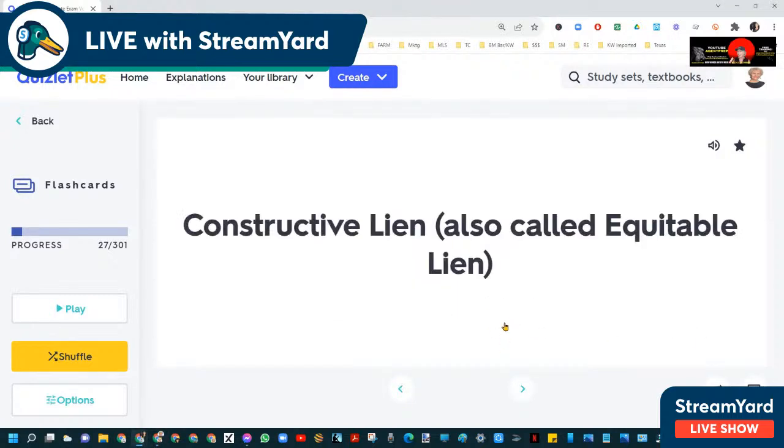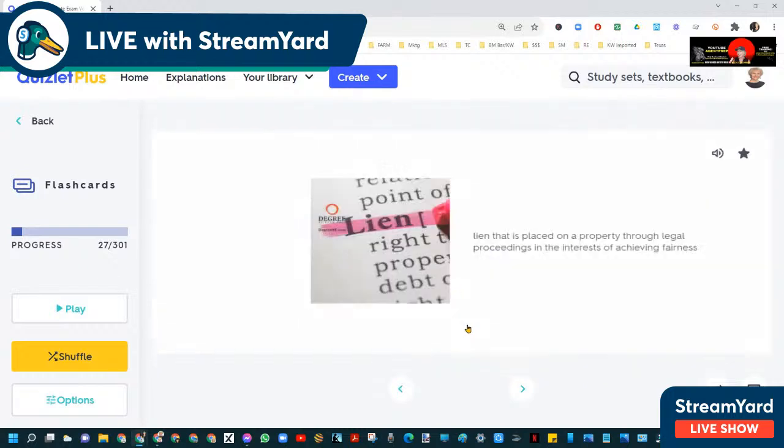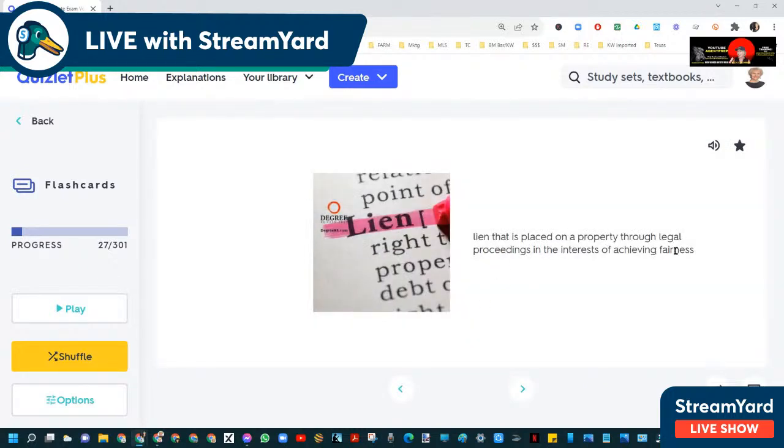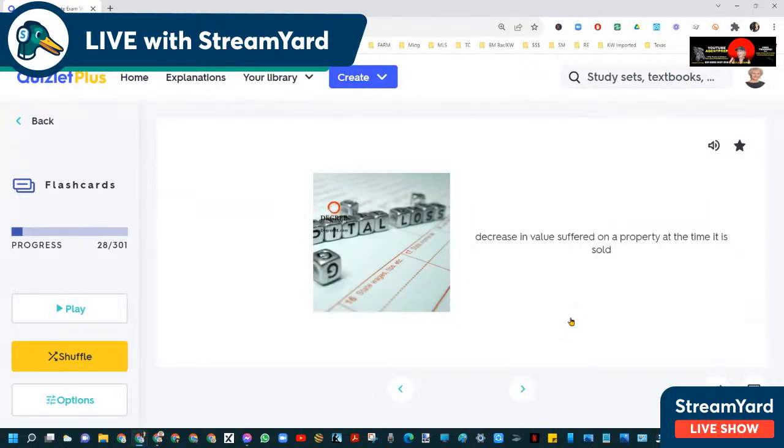So that lien is called a constructive lien, also called an equitable lien. A lien that is placed on a property through legal proceedings in the interest of achieving fairness. So somebody didn't pay something off and individuals can put a lien on that property. Banks can do that. The property tax department, the county assessors, they can put liens on the property, contractors and such.